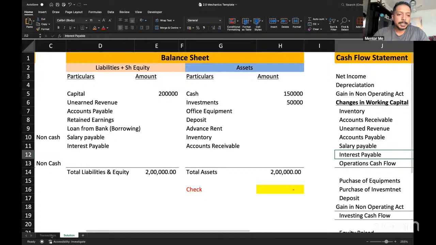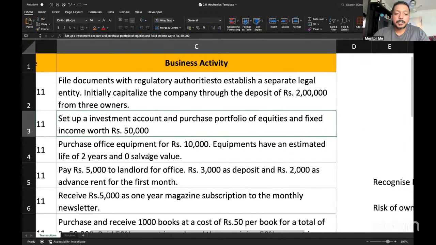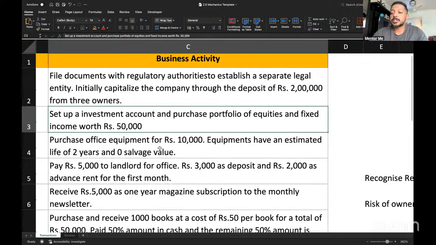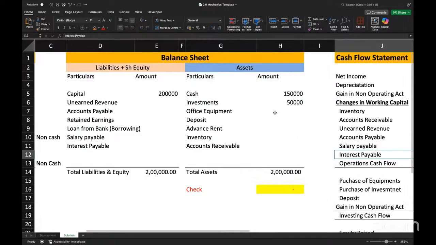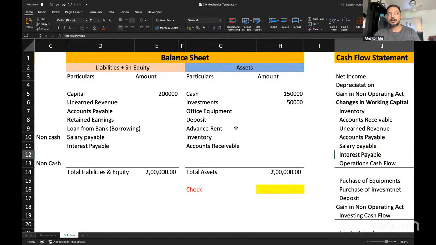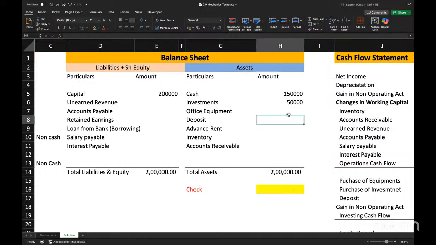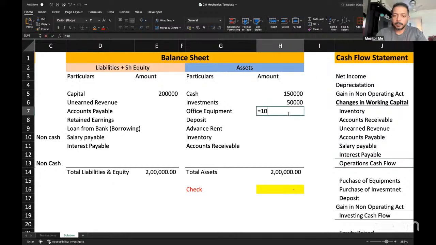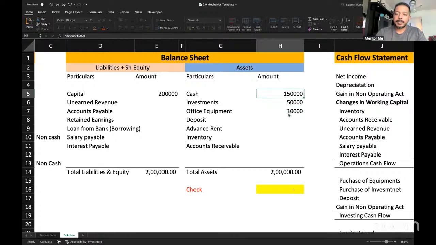Okay, let's look at the next transaction. Purchase office equipment. Similar to the example that I was taking of buying a car, we are buying equipment of 10,000. So first let's take care of only the purchase of 10,000. It is not written that we have used debt, so again, cash will go out. So first we increase the equipment by 10,000 and then reduce the cash by 10,000.